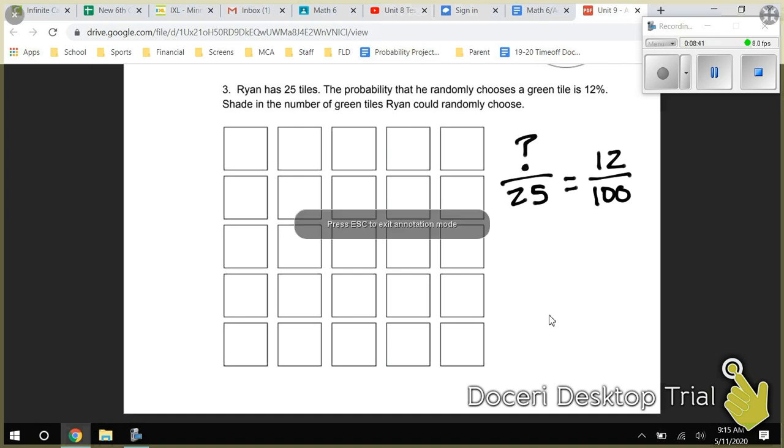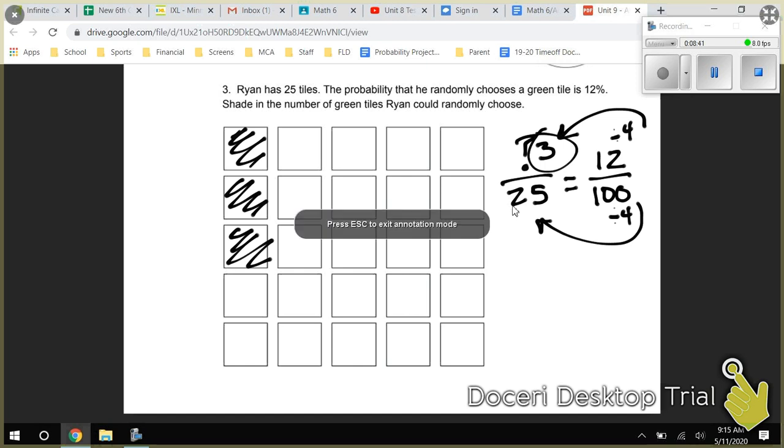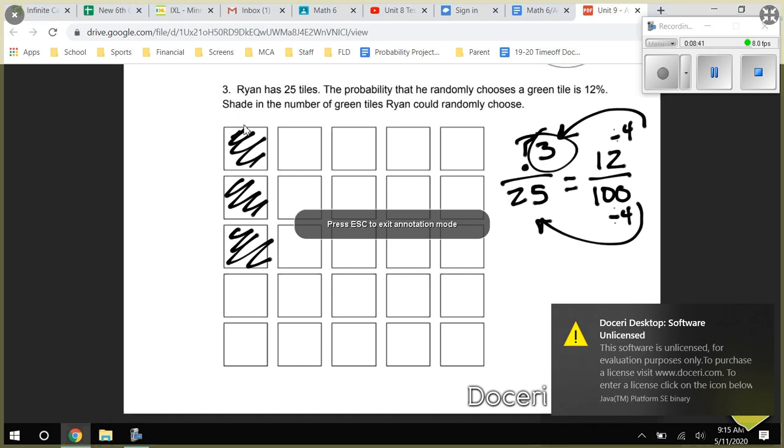So essentially, how do you get from 100 to 25? You're dividing by 4. So if we divide this by 4, we get 25. So if we divide 12 by 4, we get 3. So that tells us we should shade in 3. So I'm just going to go 1, 2, 3. All right, so that would be 12%. Shading in 3 of them. You could shade any of the 3. It doesn't really matter.